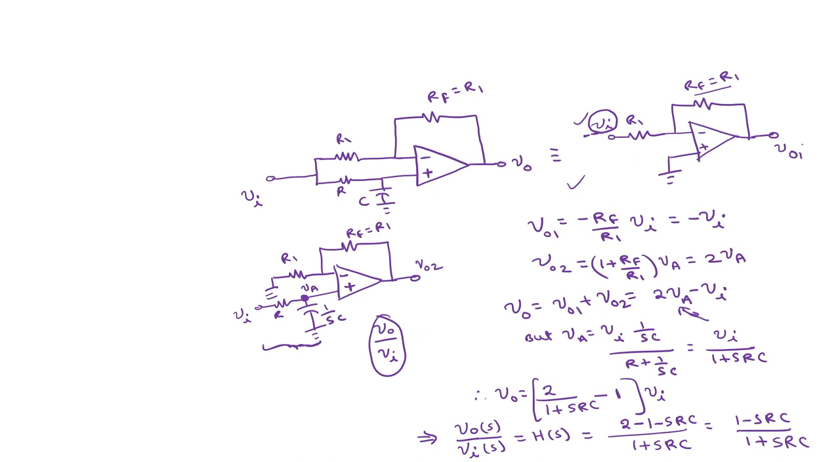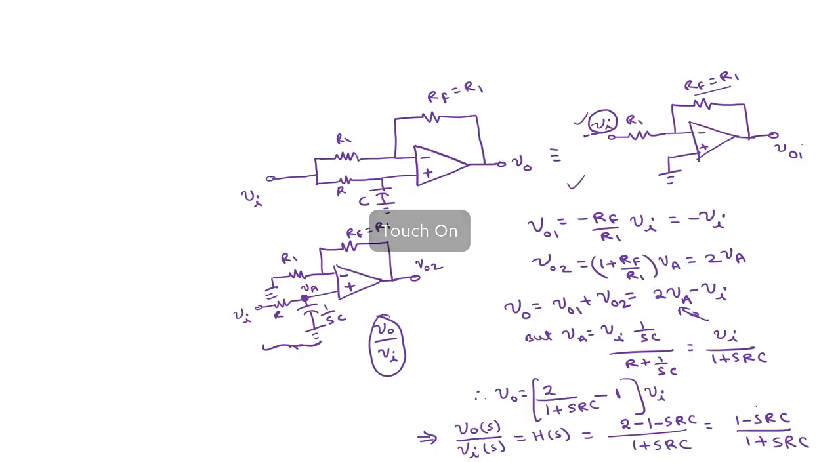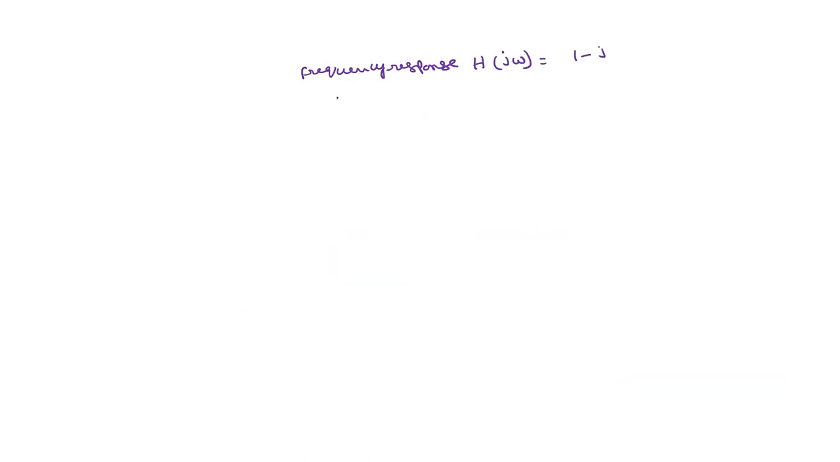And what is the frequency response? H of j omega, or jf also you can write, is nothing but you have to replace S with j omega: 1 minus j omega RC divided by 1 plus j omega RC. Or if you want, you can write in terms of f also, it is up to you. If you want to write in terms of f, this will be 1 minus j 2 pi f RC.